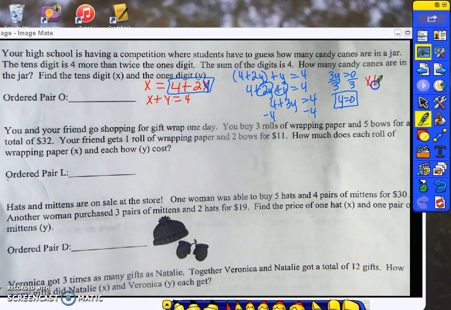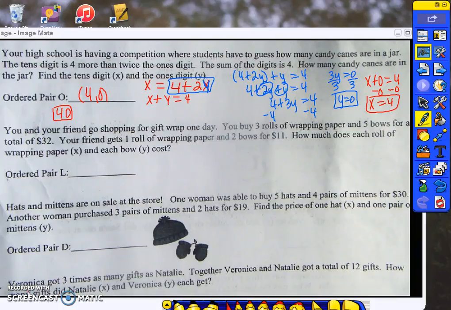The sum of the numbers is 4, so x plus 0 is 4. Subtract 0 from both sides, and you get that x is 4. So your ordered pair is 4, 0. That means that the tens digit is 4, the ones digit is 0, so there are 40 candy canes in the jar.